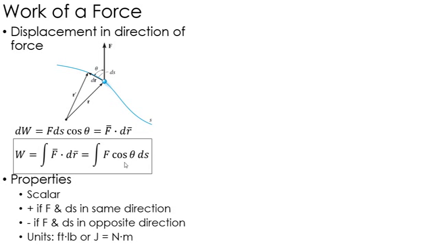Okay. So some of the properties of this is that we actually get a scalar. That is, you don't have work in a specific direction. You just have positive or negative work. And it's positive if the force does positive work, if the force is in the same direction as the displacement. And force does negative work if it's in the opposite direction of the displacement. And the units of work are simply force times distance, which is a foot-pound, or a Newton meter, which we call a joule. So again, force through a distance in the direction of the displacement that occurs.